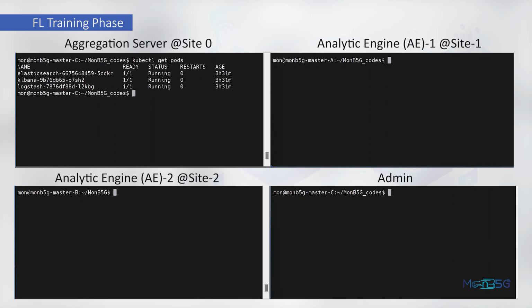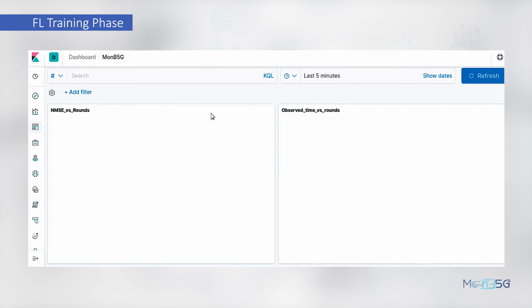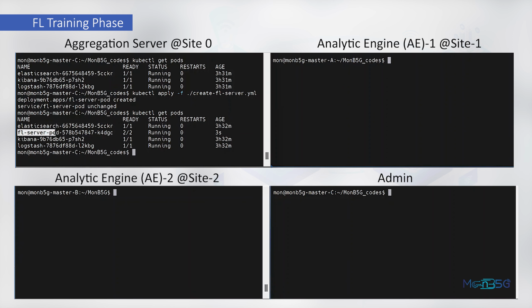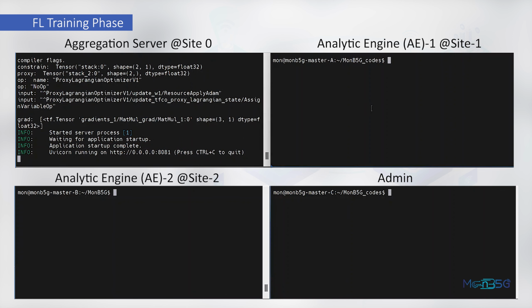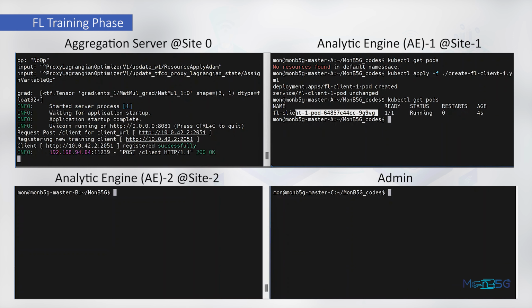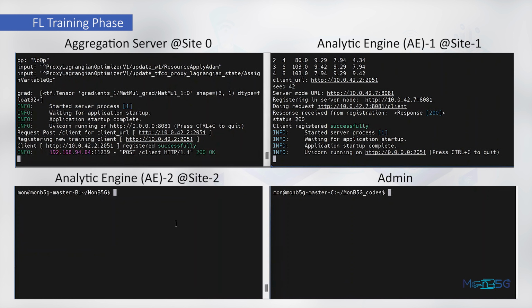3 containers are now up and running: Elasticsearch, Logstash, and Kibana pods. Visualization dashboard is also running. The aggregation server container has started and is now running and listening. Analytic Engine Site 1 has now launched. At Aggregation Server, it is successfully registered. It is now running and listening. The same happens with Analytical Engine Site 2.